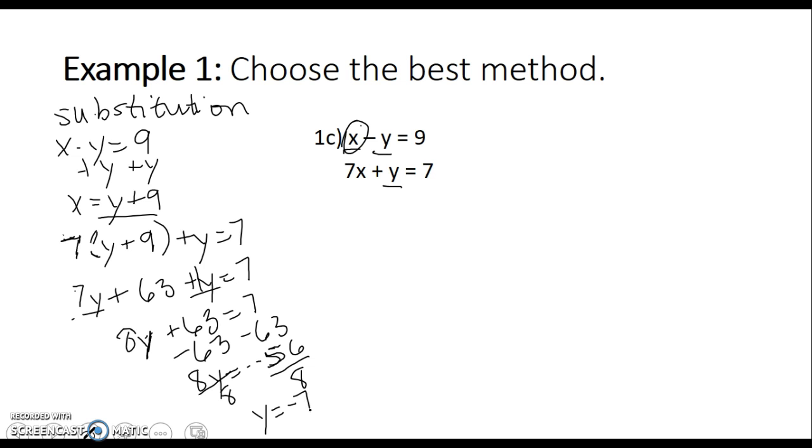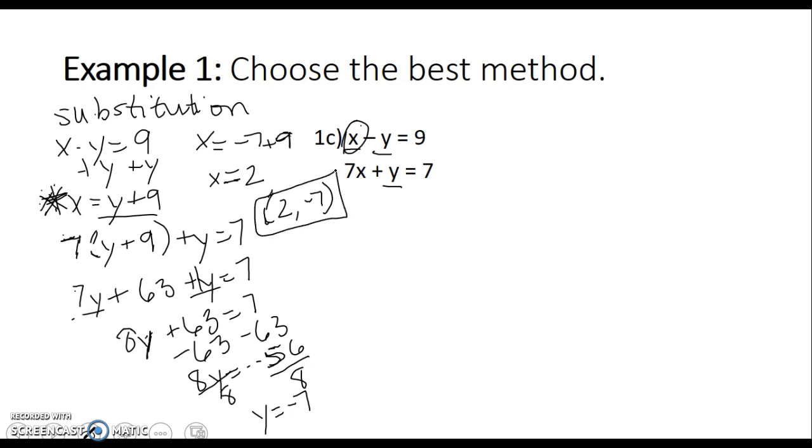Okay, now I plug that back in. Remember, it's probably going to be easiest to plug it back into this equation right here. Oh, my pen is not really cooperating. I apologize. So I have x equals negative 7 plus 9. Negative 7 plus 9 gives us 2. So x equals 2. So my answer here is 2, negative 7.